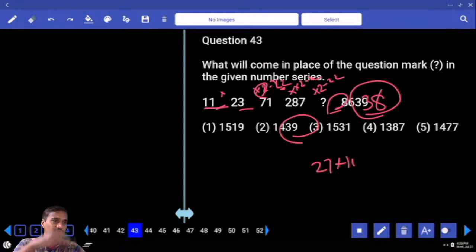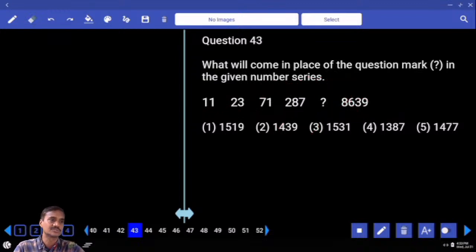Or differences of differences, you will get the answer. Differences of differences, into 2 gives the differences. And 256, 128, 64, 32, 16. Now in any way, you will get the same answer.